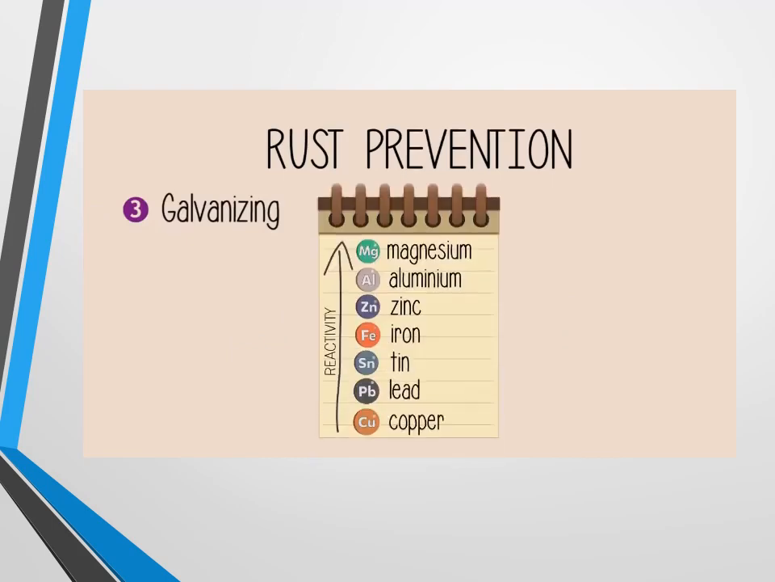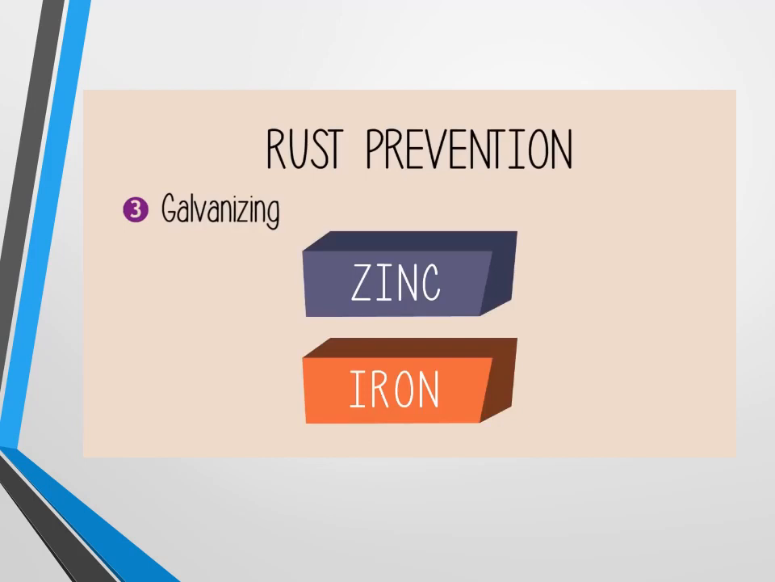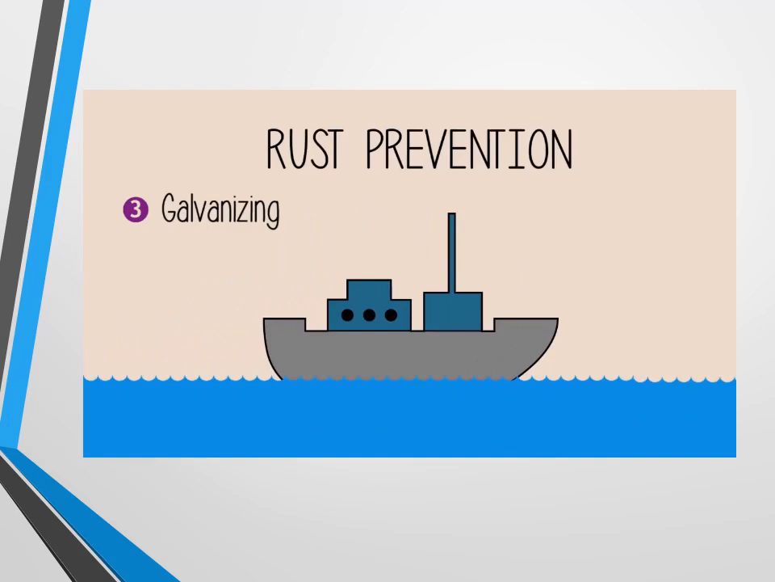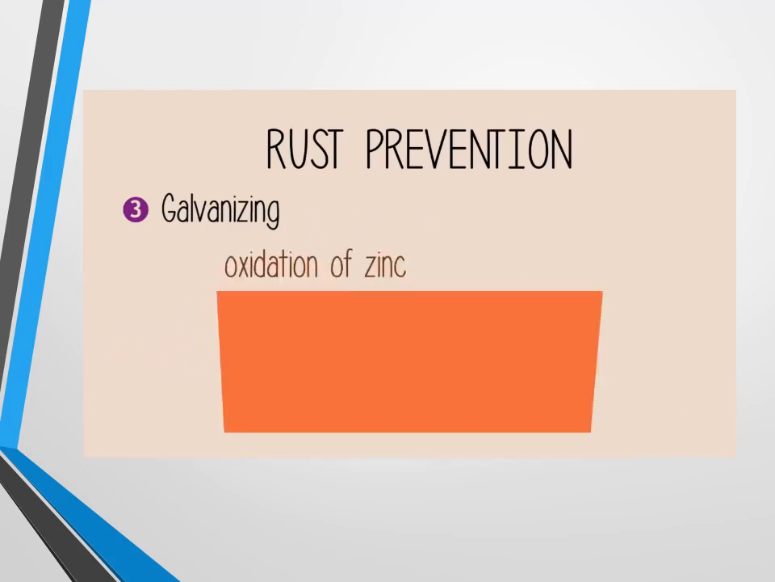Have a look at this reactivity table. Zinc is more reactive than iron. When exposed to oxygen and moisture, zinc will corrode faster than iron. So if we put them together, zinc protects iron but sacrifices itself, hence the term sacrificial protection. This method is applied to prevent rusting on ships. The oxidation of zinc can be described using the following equation.